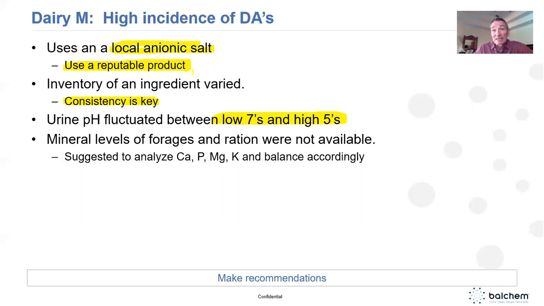Then unfortunately, when they analyzed forages or rations, they didn't want to spend the money, and they didn't analyze for the minerals. As long as they do it once in a while would be good. So we suggested they analyze for calcium, phosphorus, magnesium, and potassium, and then balance accordingly. And really the big one is potassium in those forages, especially for the dry cows, because that's going to have the impact everywhere else.